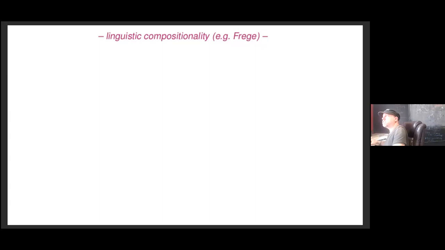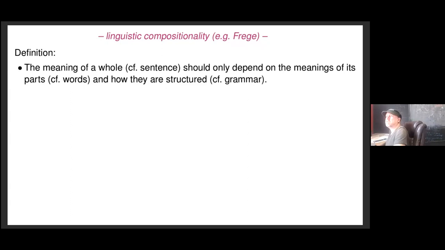So I'm now going to try to express how I think logically about these diagrams, and I'm going to start with the notion of linguistic compositionality, which goes back to Frege. Linguistic compositionality says that the meaning of a whole, like a sentence, should only depend on the meanings of its parts, like words, and how they are structured. In the case of language, this would be the grammar. You take a bunch of words and their grammar, they form a sentence, and from the meaning of the words you can extract the meaning of the sentence, provided you also know the grammar. That's a very reasonable thing, because otherwise we would never understand sentences we never heard before, and typically we do.